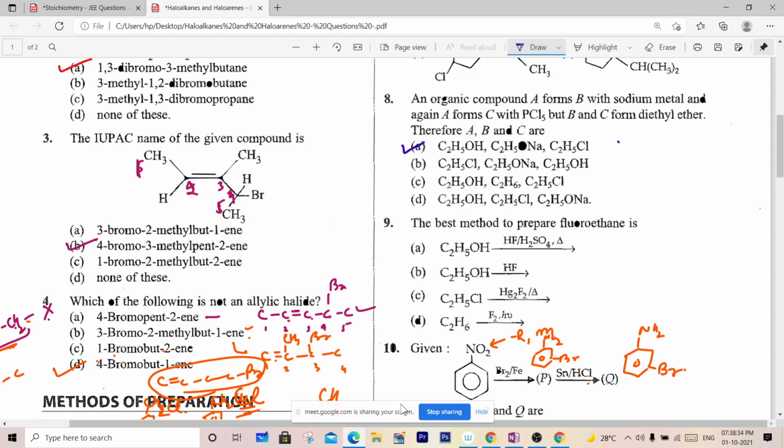Ninth question. C. Yeah, good. What do you call this reaction? Mercuration, also demercuration. It is called the Schwarz reaction. Oh, okay, sir.